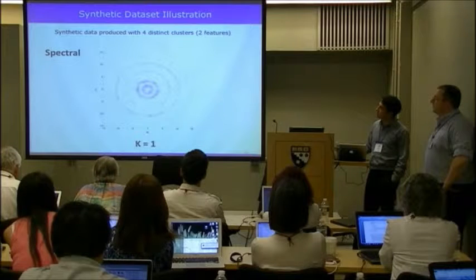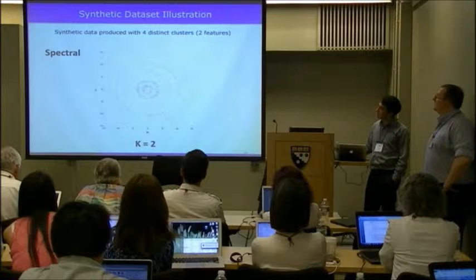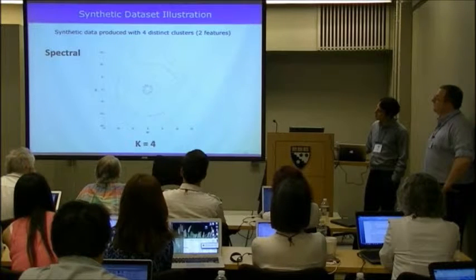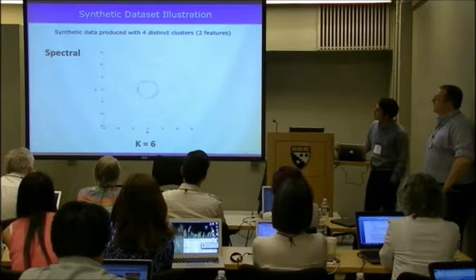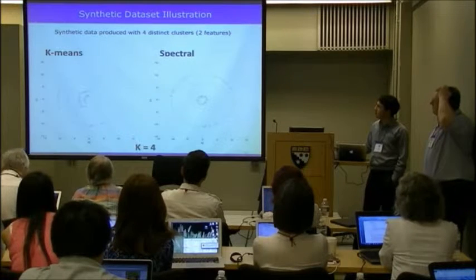So you can imagine what's going to happen here. Here's the k equals 1 spectral. You still need to define the number of clusters, that's fine, so I'll do that automatically. K equals 2, 3, and here's the magic 4. If you go farther, it will split rings.